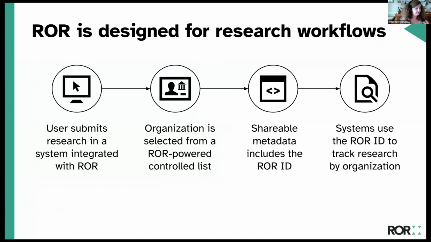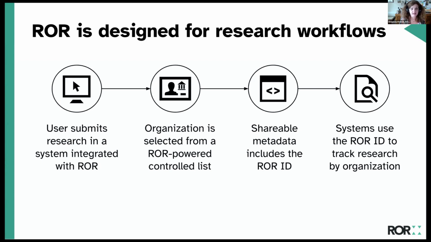A software developer builds ROR into a system, and then a user may submit information into that system. So typically, for instance, if an author is submitting a manuscript in a system that is integrated with ROR, when asked what organization they're affiliated with, they'll choose from a drop-down list of organizations that is powered by ROR. So a user in this case may never see the ROR ID at all. They'll just choose an organization from a list that is powered by ROR, but then that ROR ID will be available on the back end.